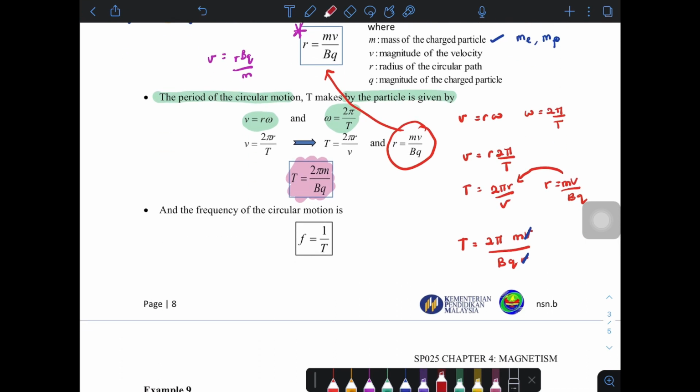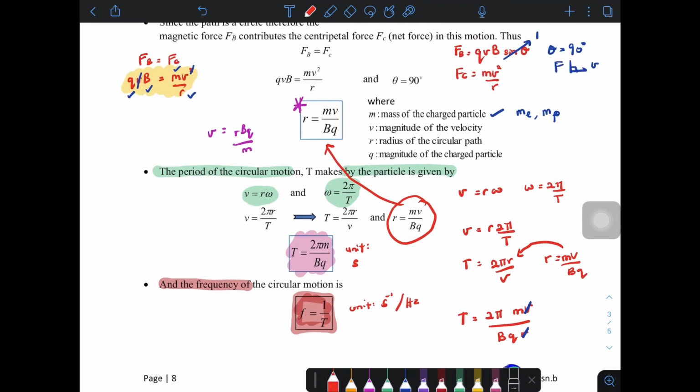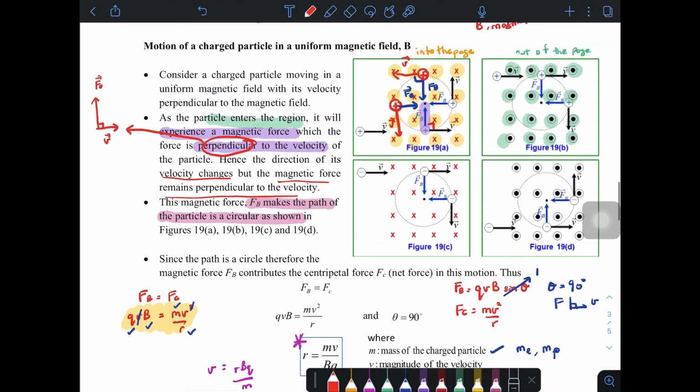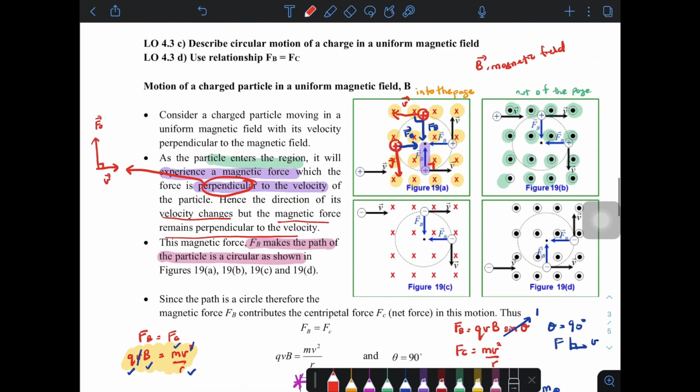And to get the frequency, we only need to use the formula frequency is equals to 1 over period. And the unit for period is second. And the unit for the frequency is per second ataupun hertz. Alright. And the unit for the radius is meter. Okay, so that's how a motion of a charged particle in a uniform magnetic field, macam mana dia boleh membentuk bulatan.